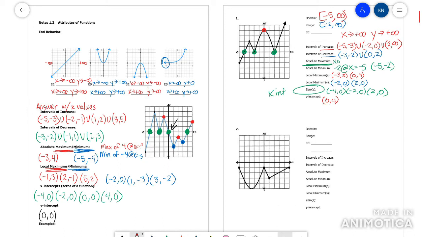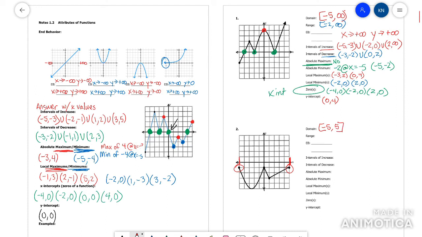All right, and now this last question, when I look at it, first thing I'm looking for is domain. That's how far left, how far right. This is the furthest left. This is the furthest right. So that's from -5 to +5. Notice both of them have a solid dot, so that means they're going to be brackets, [-5, 5].